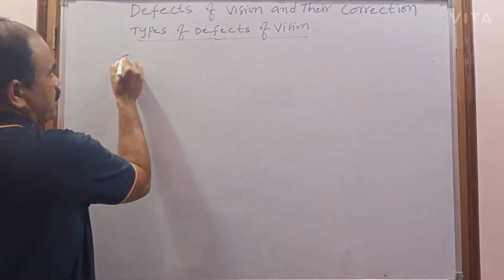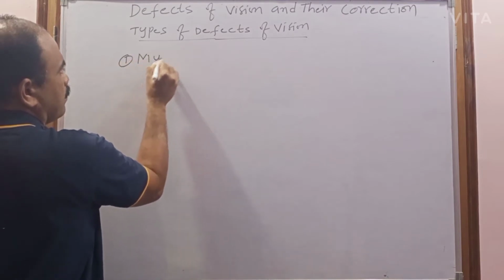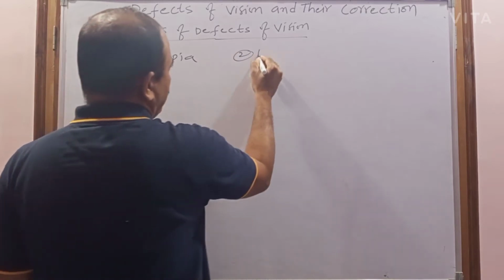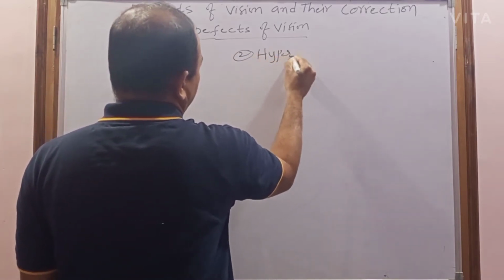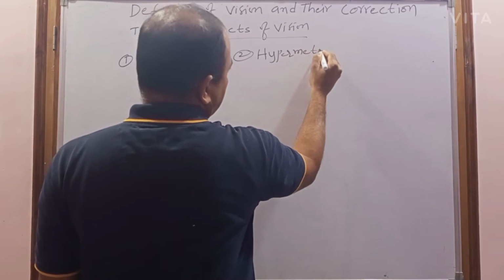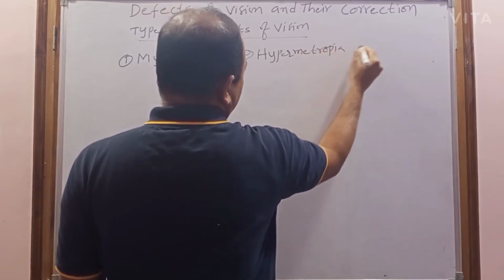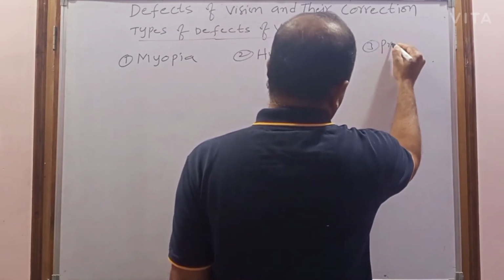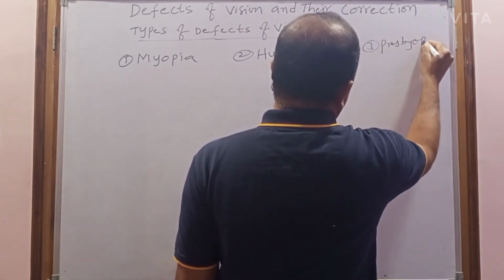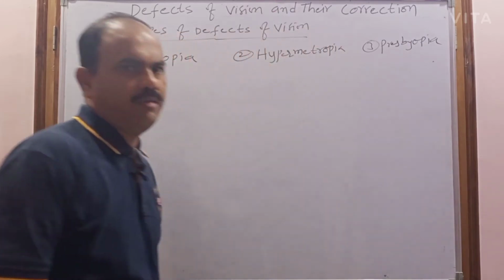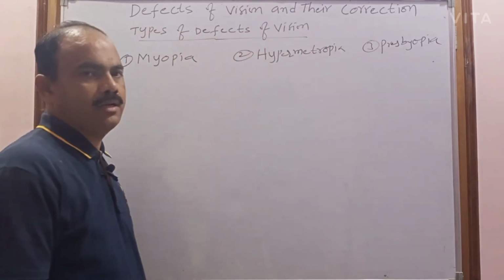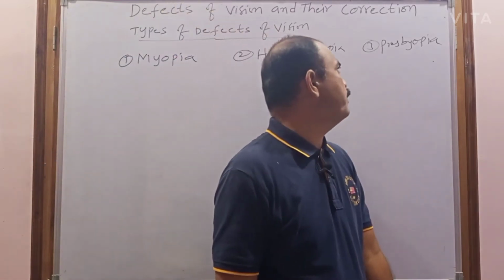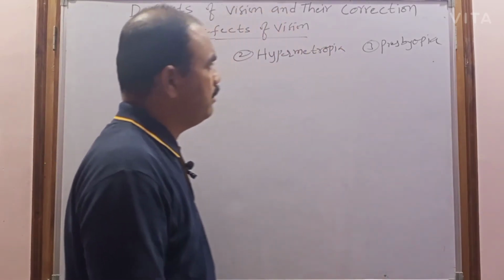The first one is myopia, the second one is hypermetropia, and the third one is presbyopia. So these are the three defects of vision that we are going to learn.